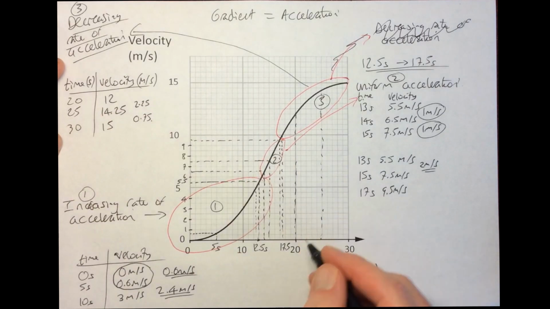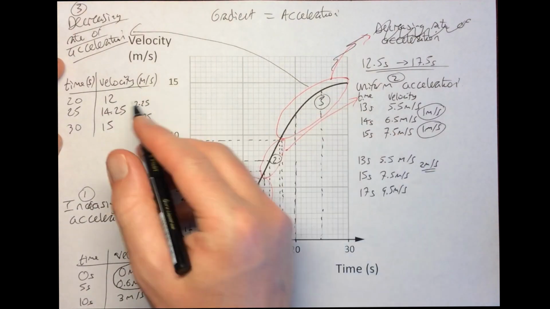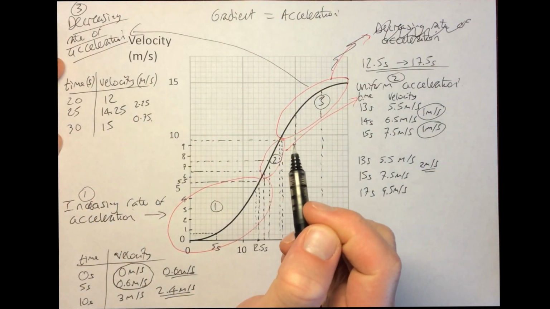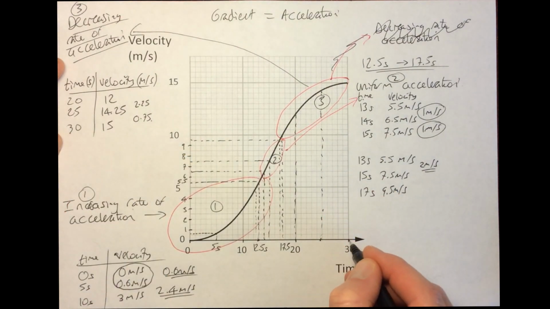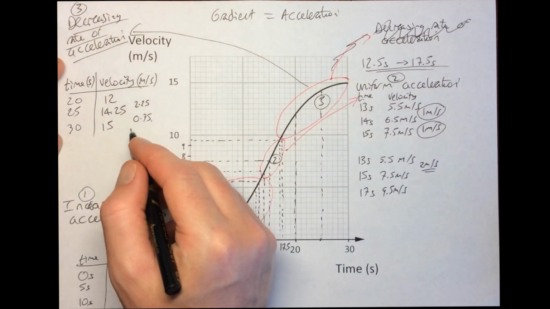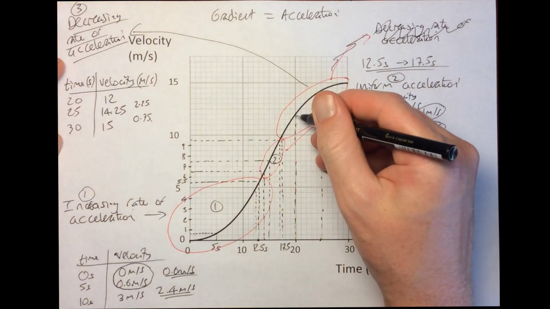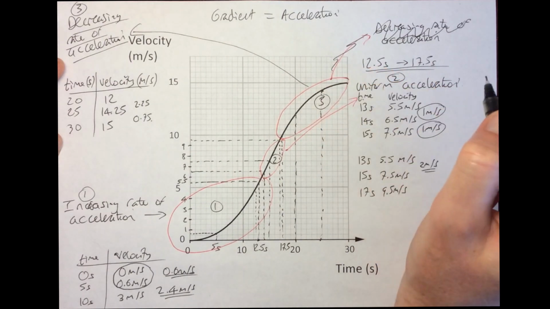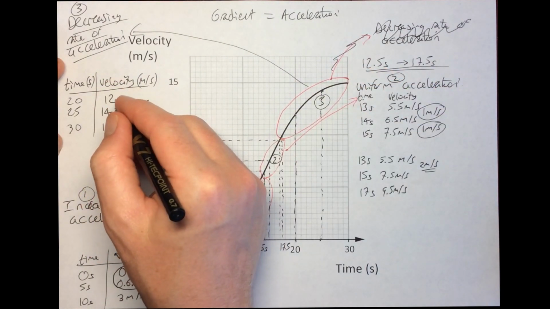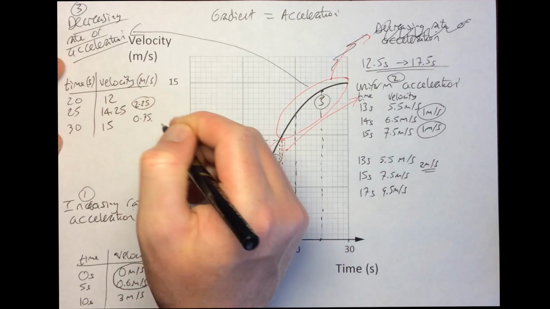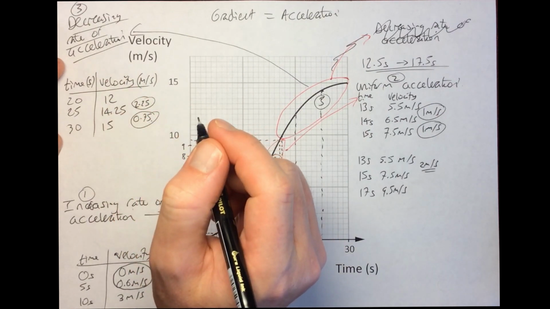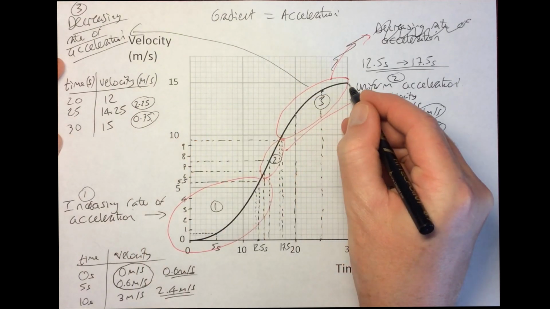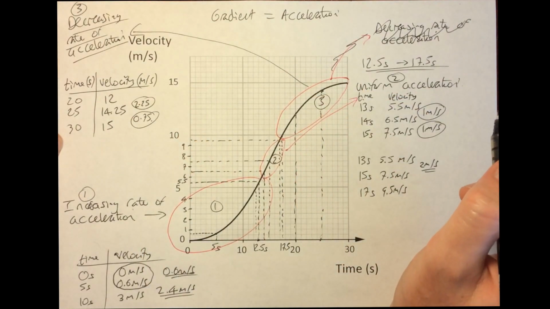Okay, so in the first 5 seconds, from 20 to 25, the velocity's gone up by 2.25 meters per second. And then in the next 5 seconds, from 25 to 30, the velocity has only increased by 0.75 meters per second. And that makes sense because the graph's got less steep. So that shows you that initially you've got a large increase in velocity and then a smaller increase in velocity. The velocity is increasing for the whole of this part of the graph, but it's increasing at a decreasing rate, you could say. Okay, so there's a decreasing rate of acceleration.